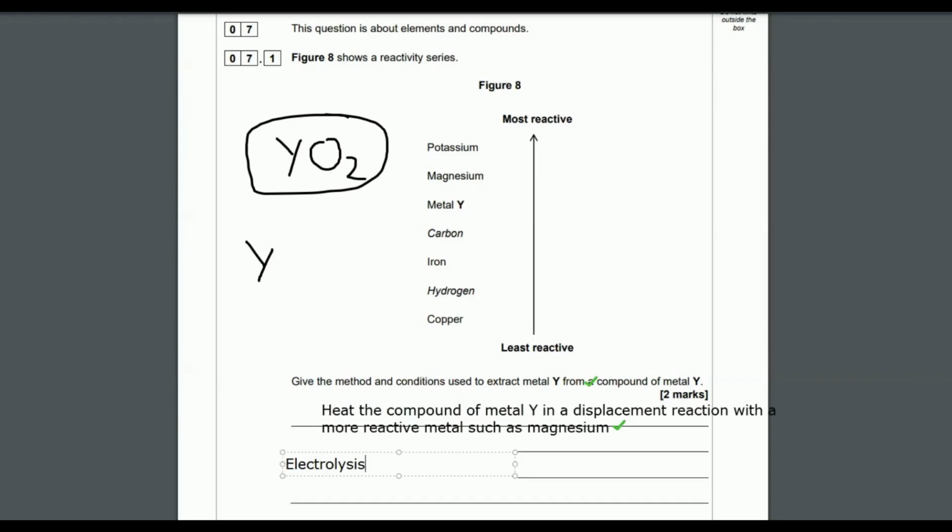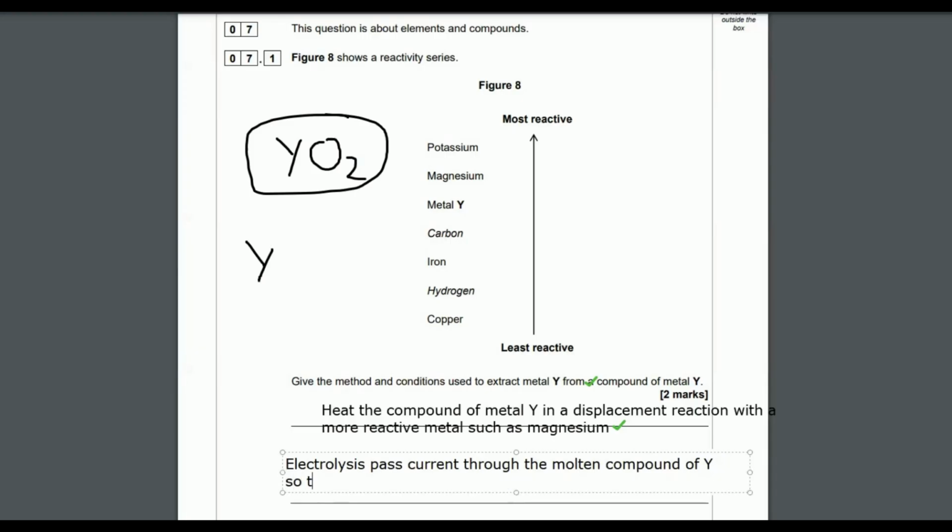So we could do electrolysis, which we would say pass current through the molten compound. And so you have to melt the compound of Y. So the molten compound of Y. So if it was YO2, you'd melt it down so the oxygen ions and the Y ions are free to move. And then they're going to be able to be moved to the electrodes.